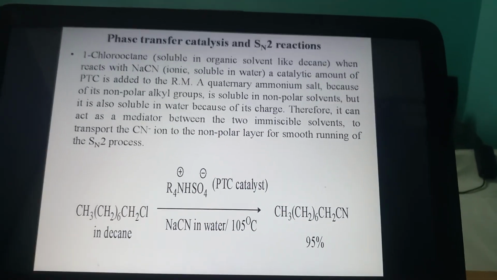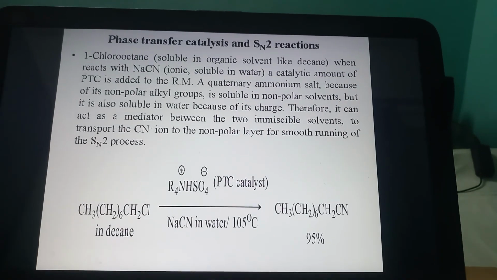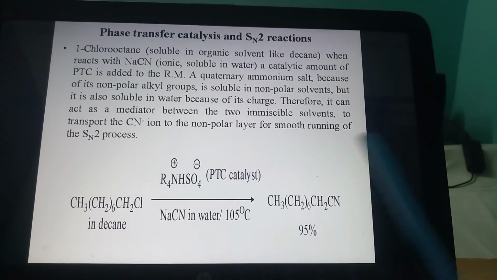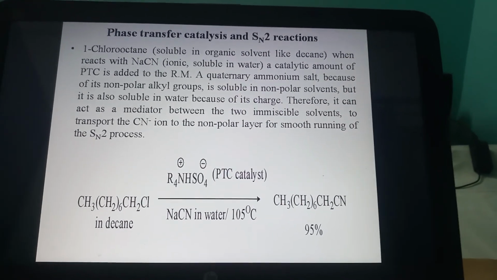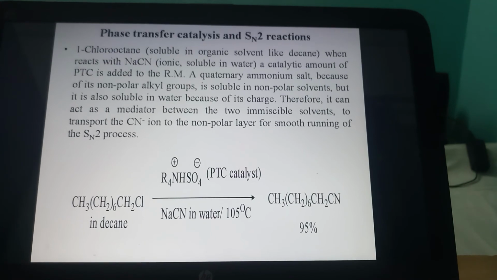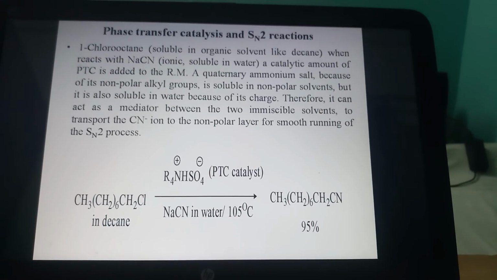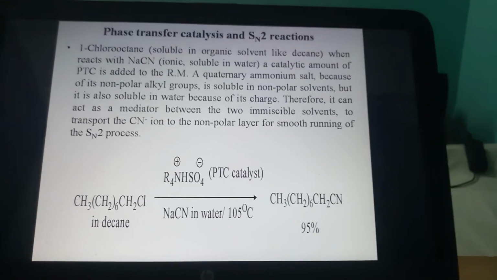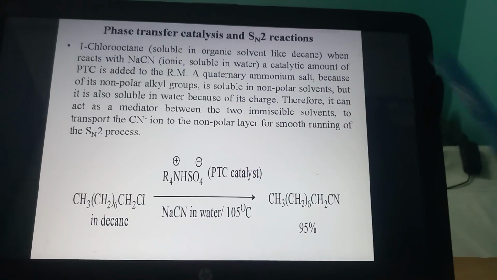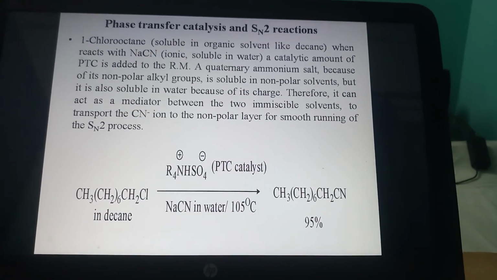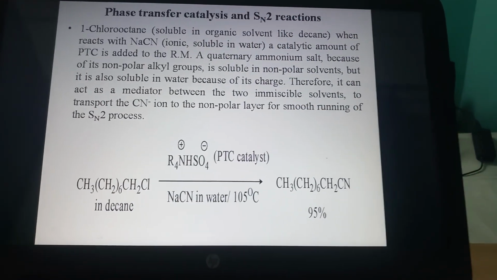Now, what is phase transfer catalysis in SN2 reactions? If we consider 1-chlorooctane or decane, that is a long chain compound, we know that it is soluble in organic solvents like decane. When it reacts with NaCN, NaCN is an ionic compound, so it will be soluble in water. So this type of substitution reaction is not smoothly possible because the two solvents are different.